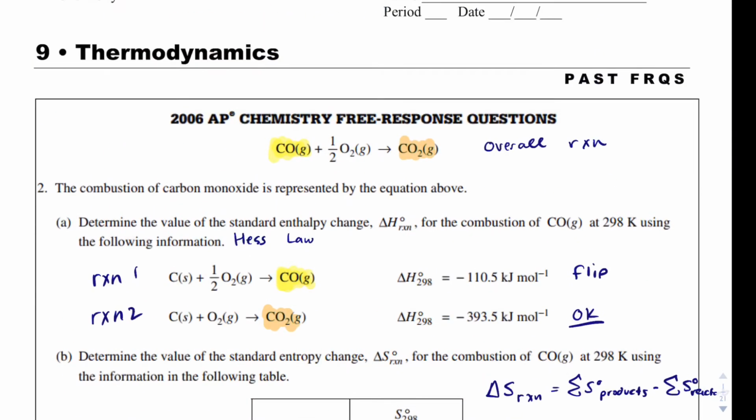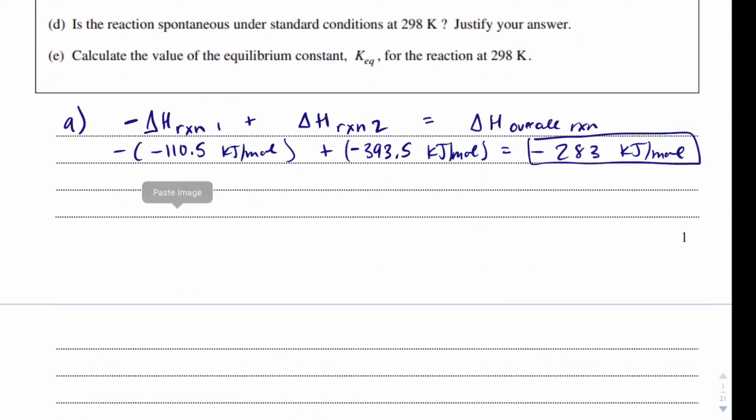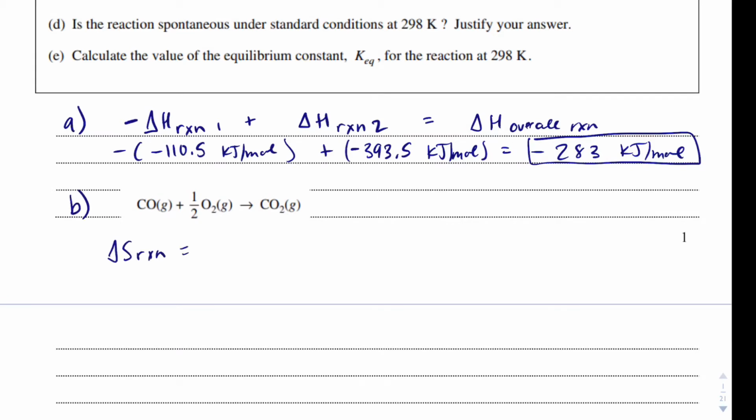So what I'm going to do is I am going to copy this reaction and bring it down for B, and I'm going to say delta S for my reaction equals the S of CO2 minus the S of CO plus 1/2 S of O2. So notice, oops, not CO2, but O2. Notice, even though it didn't seem obvious, I was really multiplying these by 1 because their coefficients are 1.